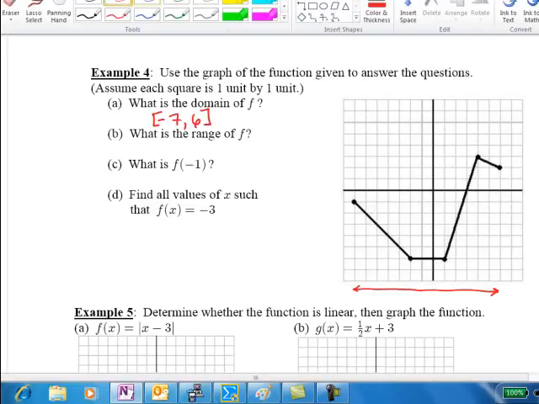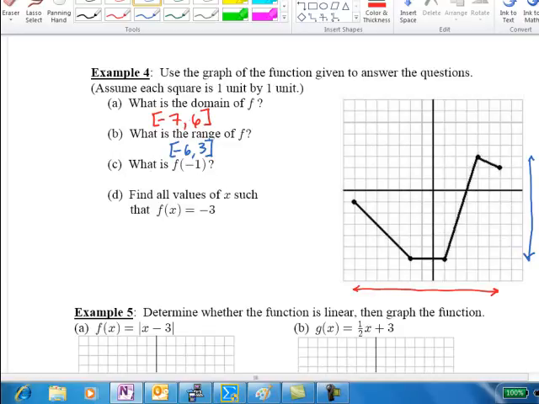And then the range I'll do in blue. And we're looking up and down, so it looks like this graph goes as low as -6. Let's see, 1, 2, 3, 4, 5, 6, -6, and as high as 3. So -6 for the low y value and 3 for the high, and I'm including brackets because we actually hit those values.